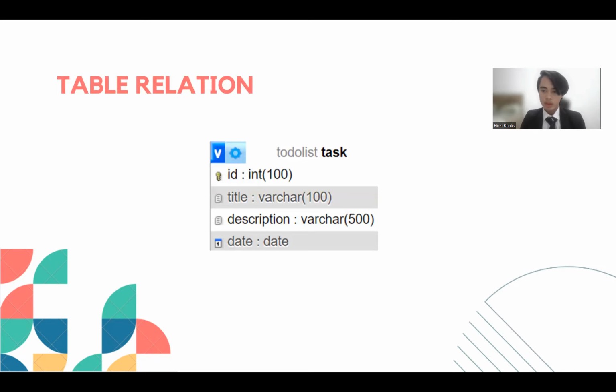And this is the table relation of the to-do list task. It's very simple. There's only one table, which consists of the ID, the title, description, and the date. For the data types, ID is int, which is integer, title is varchar, description is varchar, and date type is date.